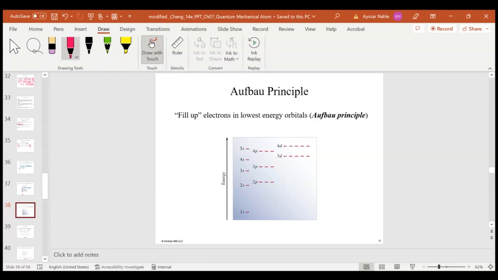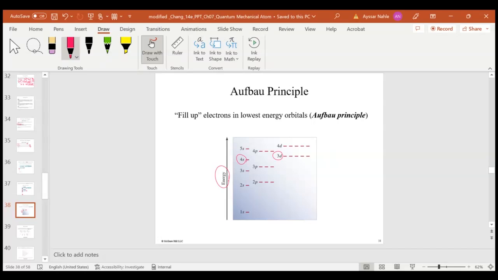Less energy, more energy. You can see the energy in here. The energy, the slide before is wrong, because the energy of 3D is higher than 2s and than 4s. You understand? Because the energy goes up as you go through the arrows.